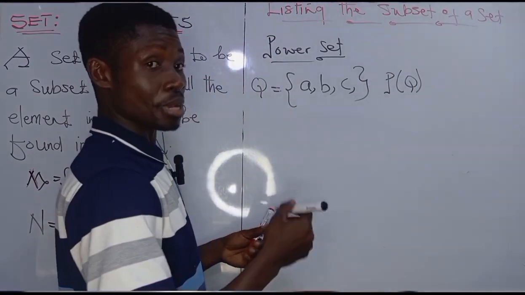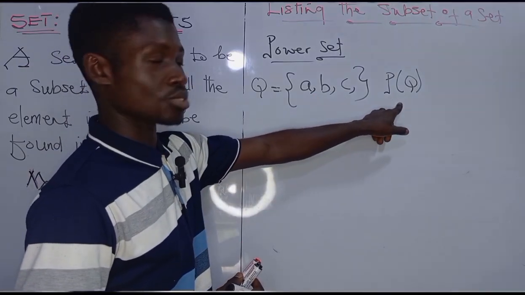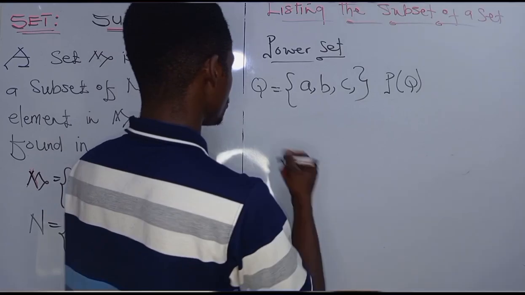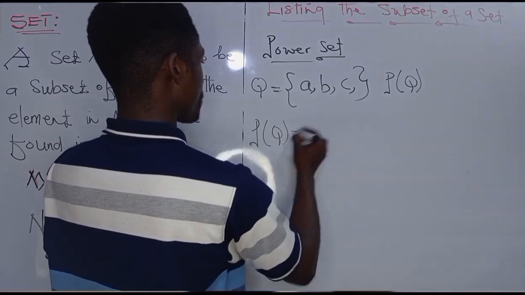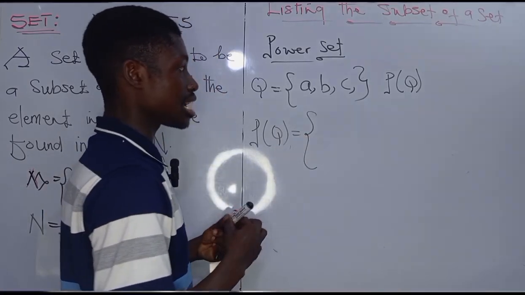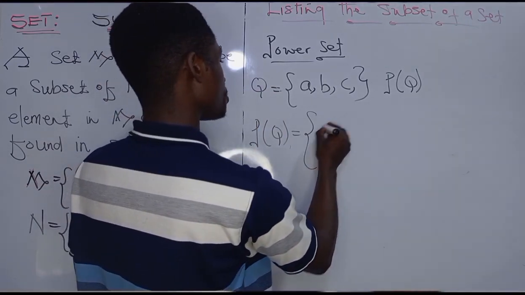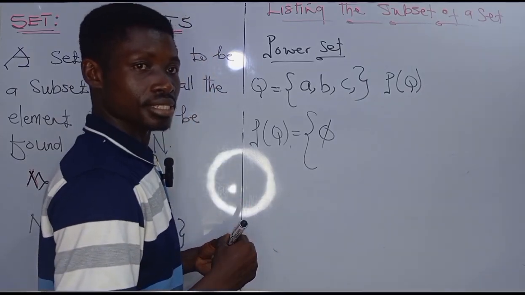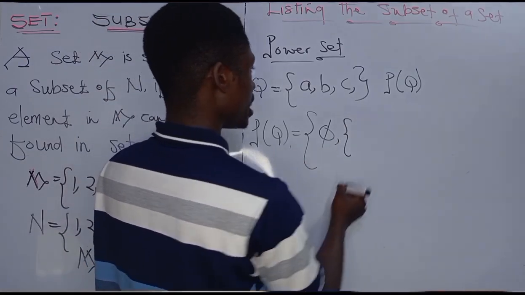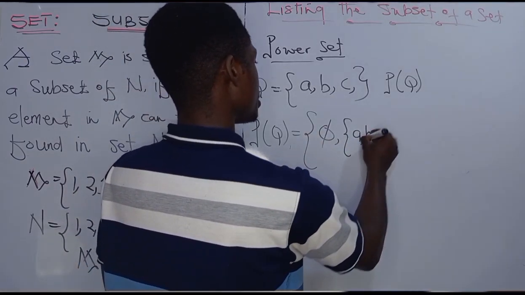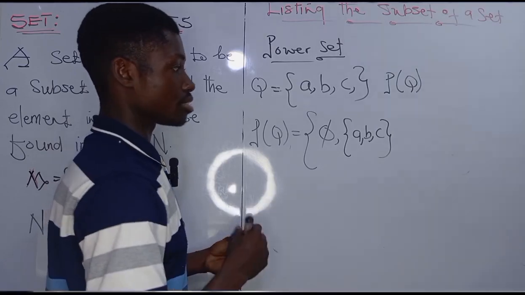You want to list all the subsets of Q. In other words, you want to find the power set of Q. Good. So what we are going to do is list all the subsets that can be formed from set Q. As I said earlier on, you first have to list the null set because it is a subset of every set. Then after that, you list the set itself. So you have A, B, and then C, because every set is a subset of itself.